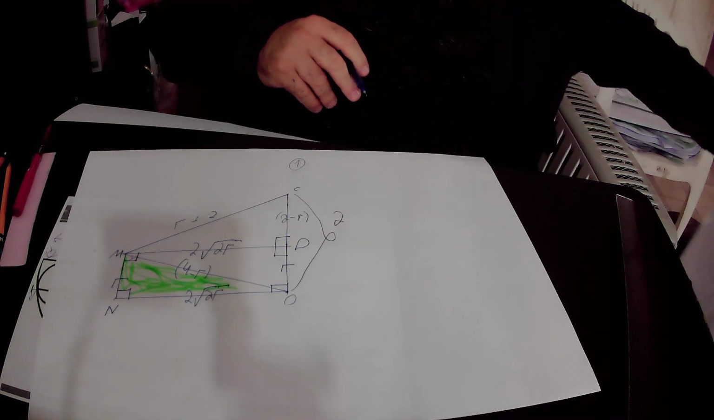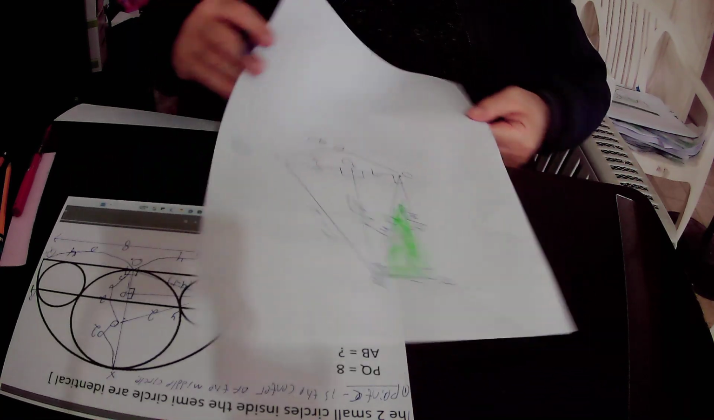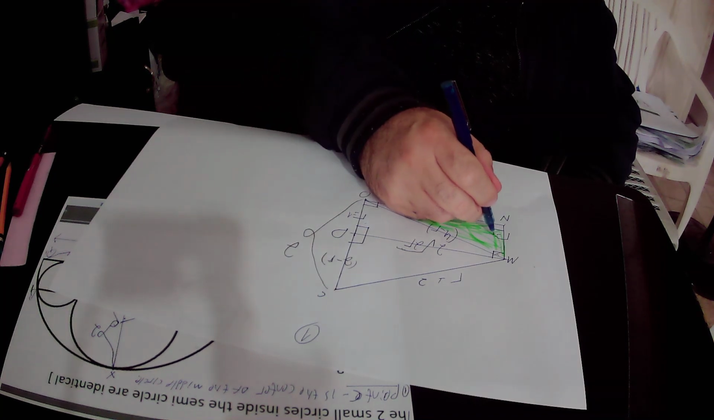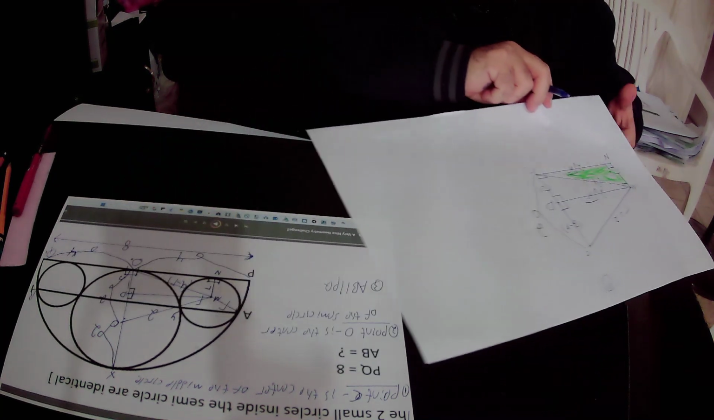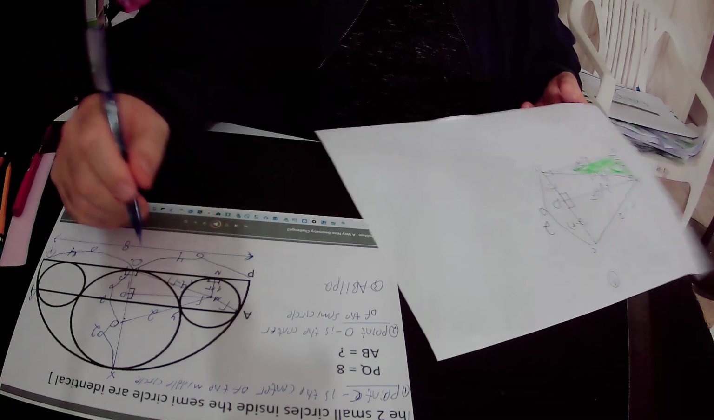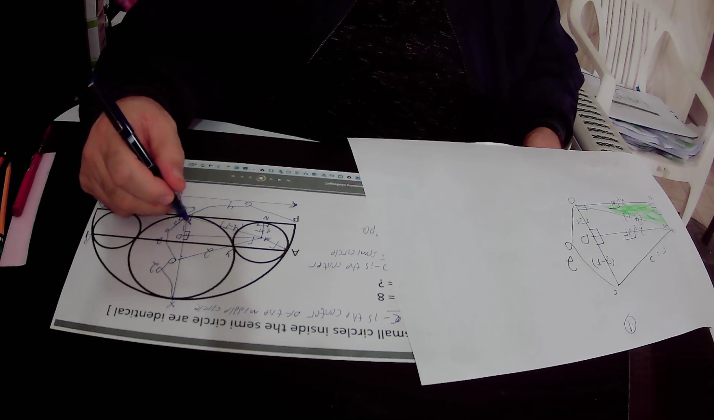So we actually can write here R equals 1 unit, and here the radius equals 1 unit, the radius of the small circle. Here also R equals 1 unit.